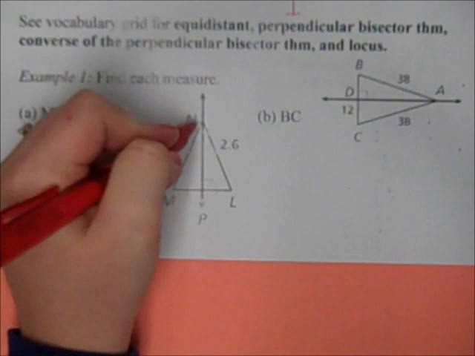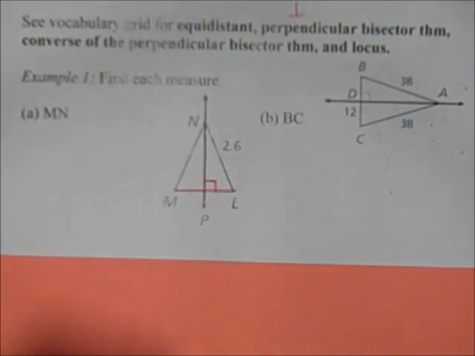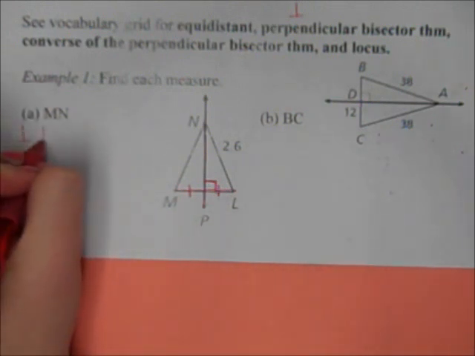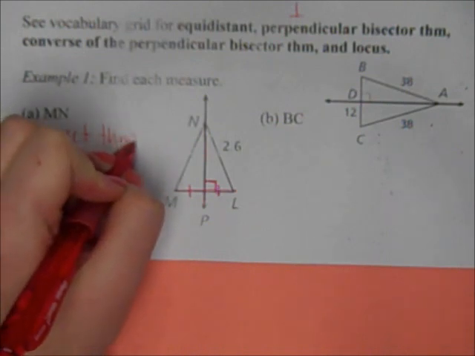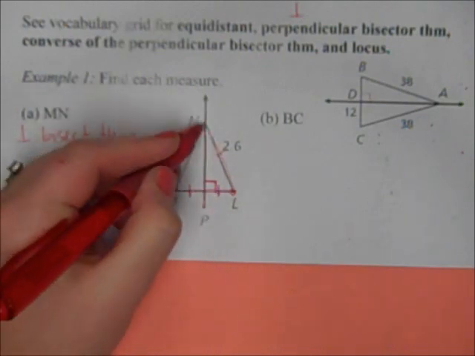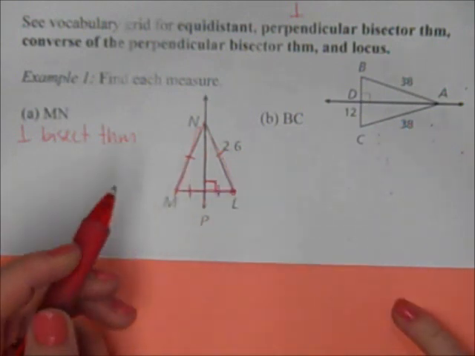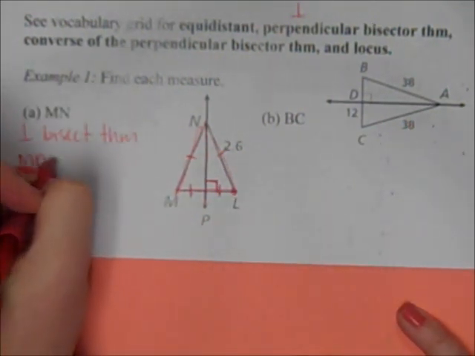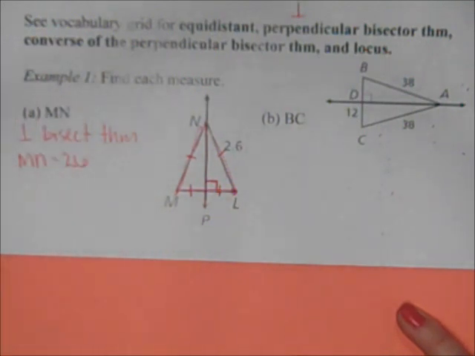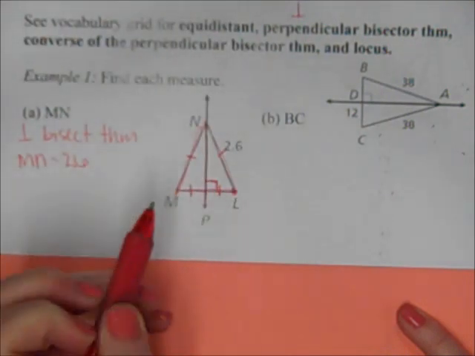You can tell that NP is a perpendicular bisector of ML. Perpendicular because you see the right angle, bisector because you see the tick marks right here, so it's cutting ML in half. So what our new theorem, the perpendicular bisector theorem, says is, if this is on the perpendicular bisector, then NL is congruent to NM. So if these two are congruent because it's bisected, then these two are congruent as well. So that tells me MN is equal to 2.6 by the perpendicular bisector theorem. Okay, so you're looking for this setup right here, perpendicular and bisector.